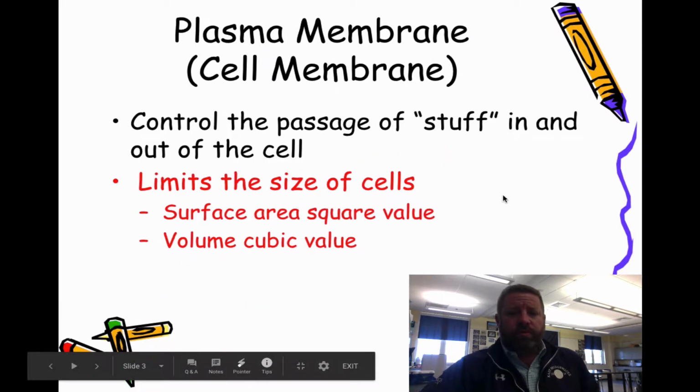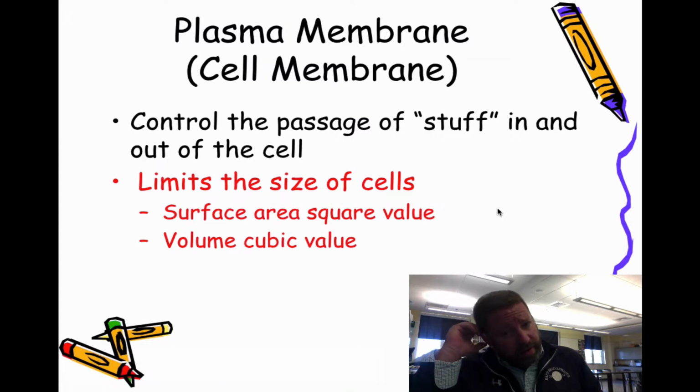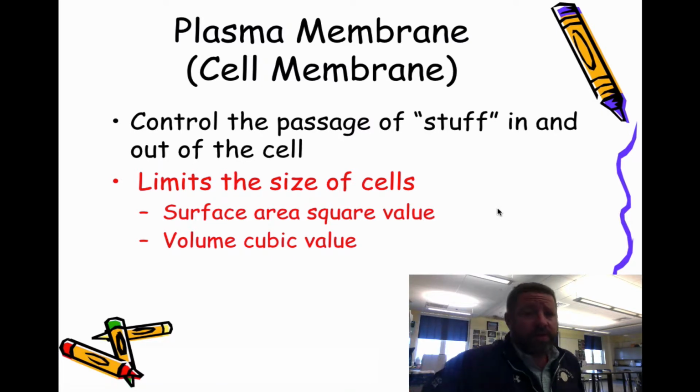So we actually did this. The first lab we did had something to do with the limits on cell sizes. So cells are small because they need to be small. They need to have a really high surface area to volume ratio. So they have to be bigger on the outside than on the inside.